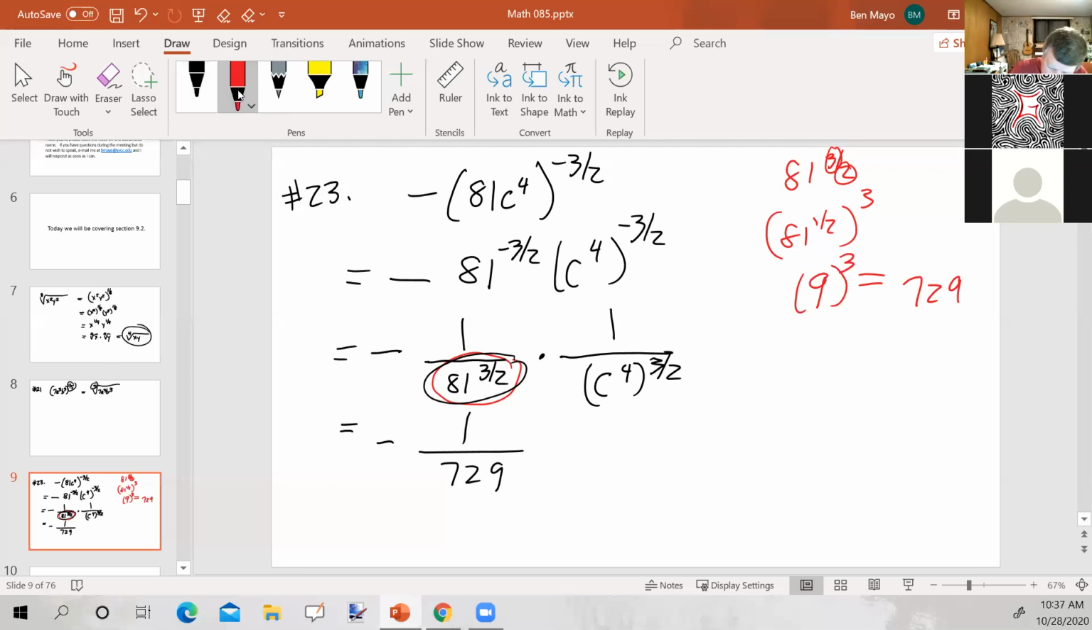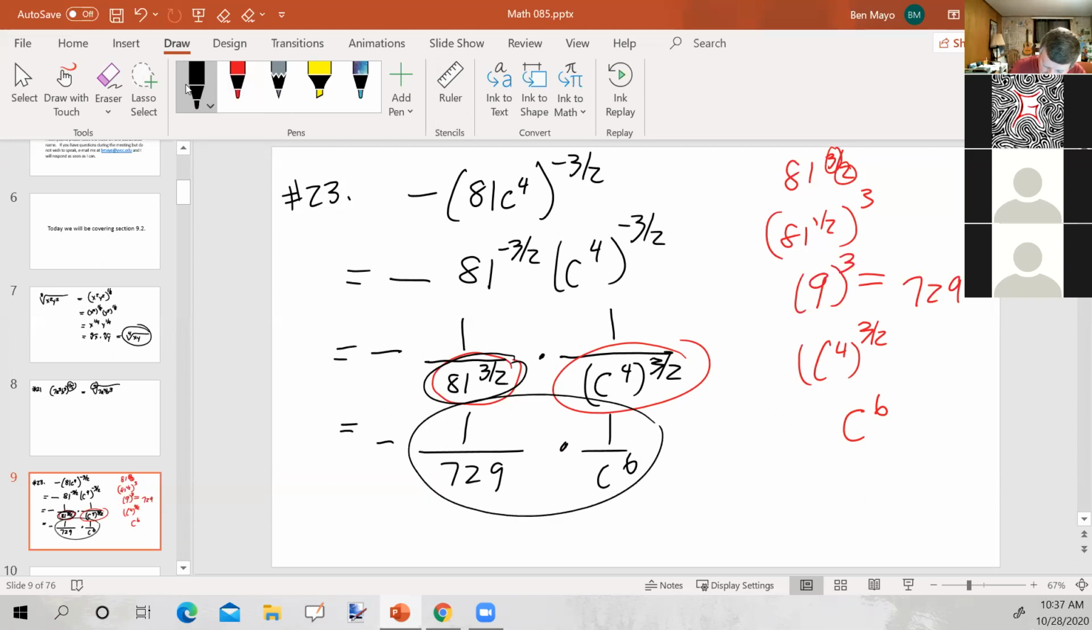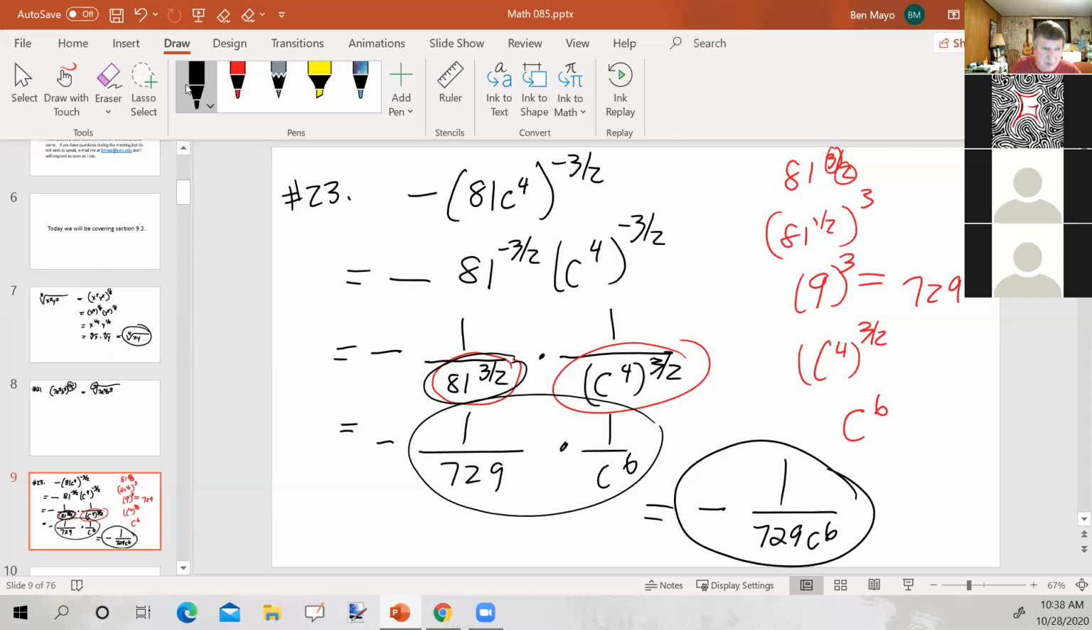Now, going on, dealing with this piece of the problem, we have a power raised to a power. So we're going to multiply the exponents. 4 times 3/2 would be 6. So this becomes 1 over c to the 6th power. But we can combine these, and our final answer is going to be negative 1 over 729 c to the 6th power. Any questions on that before we go on?